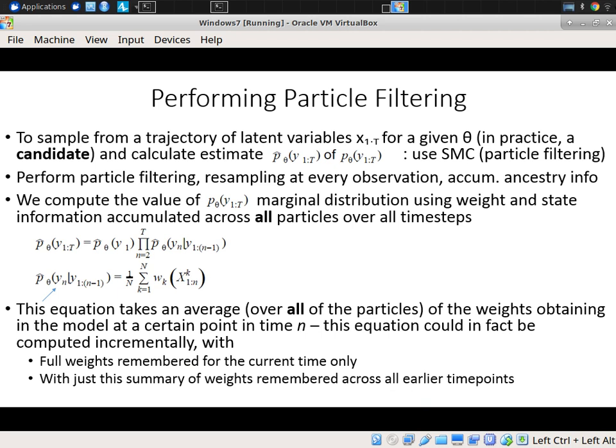Okay, time is going on, but I've given you the overwhelmingly important things. There's some further detail, okay? So to sample from a trajectory, basically, you're using this particle filtering, right? And you're drawing at the final time according to the weights following that final update and reconstructing a trajectory. And you've got to be accumulating the ancestry information, okay?